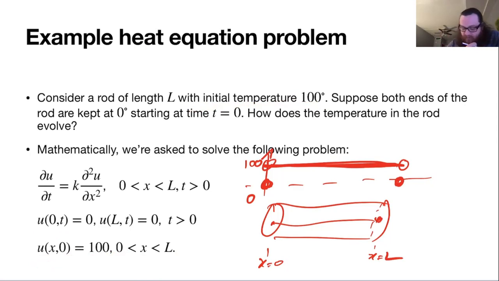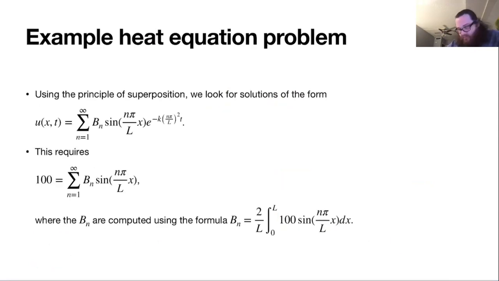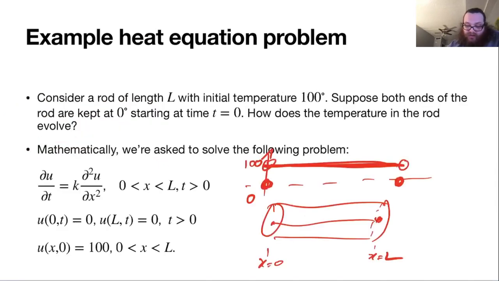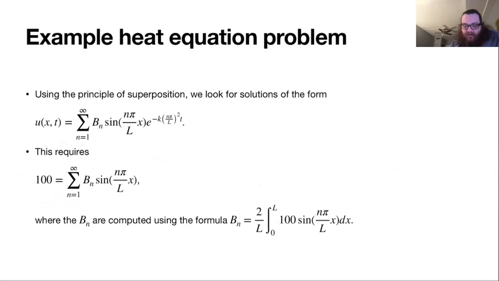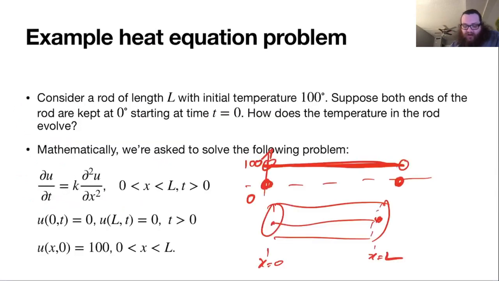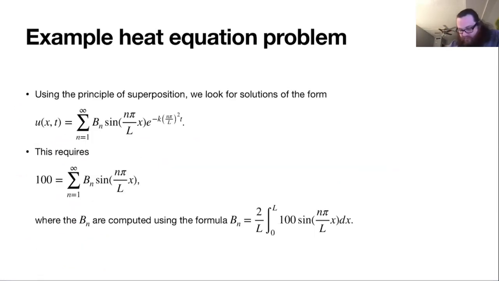But anyways, let's use the machinery we've developed. Everything we've developed so far says the solution should look like this. These are the solutions we're looking for, and we've already verified that these solutions satisfy this and this. So the only thing we still need to do is show that this solution satisfies this initial condition.